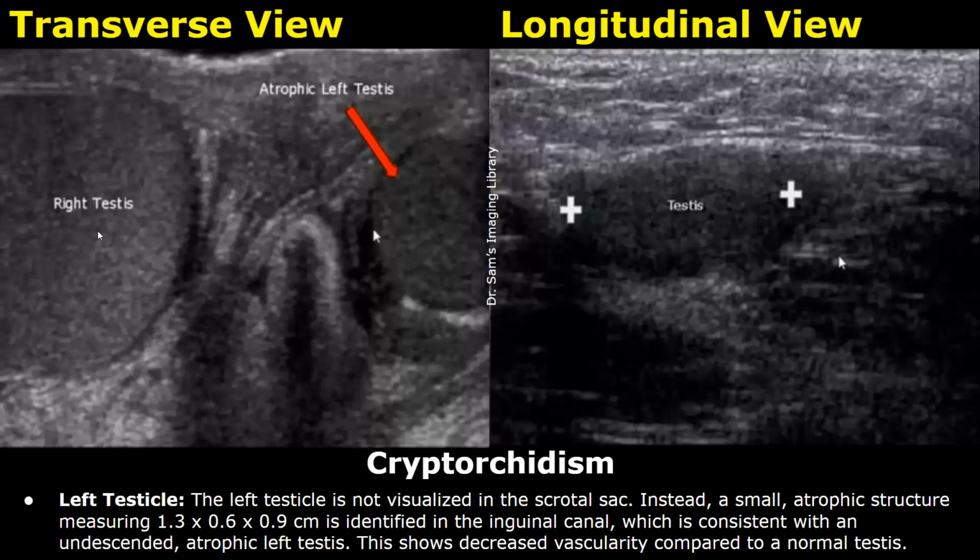The left testicle is not visualized in the scrotal sac. Instead, a small atrophic structure measuring 1.3 x 0.6 x 0.9 centimeters is identified in the inguinal canal, which is consistent with an undescended atrophic left testis. This shows decreased vascularity compared to a normal testis.